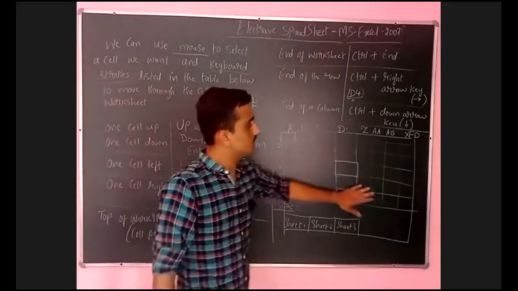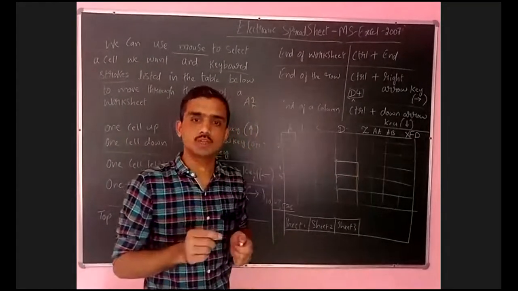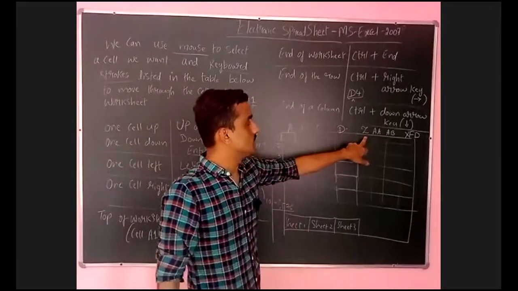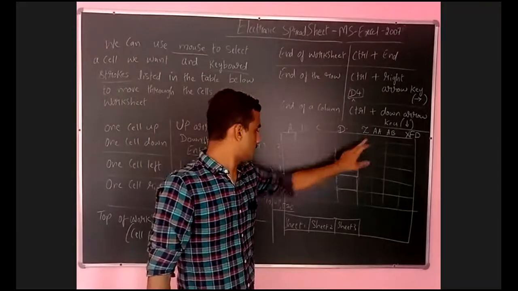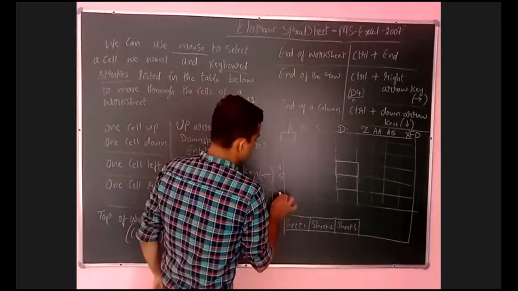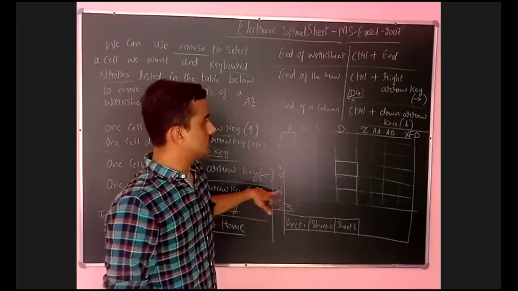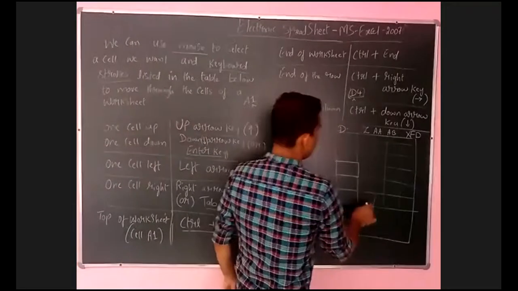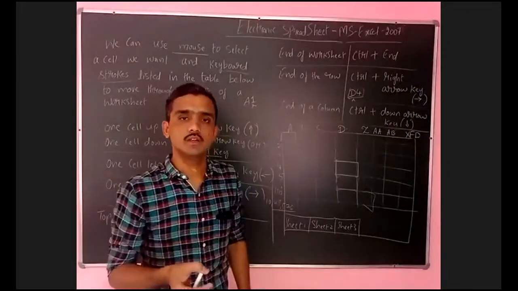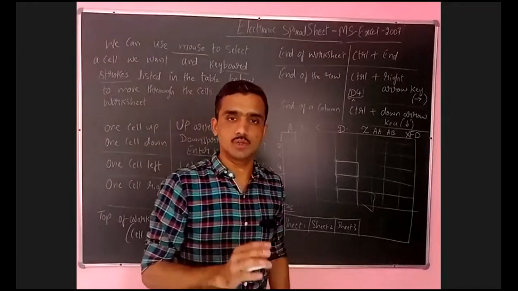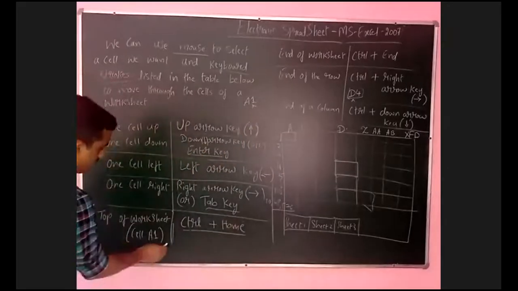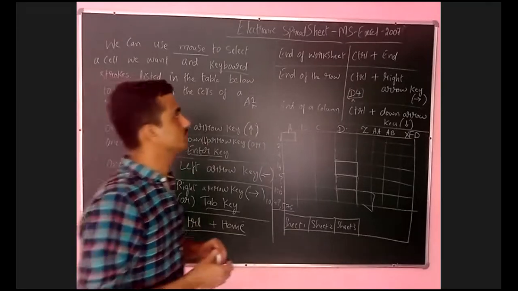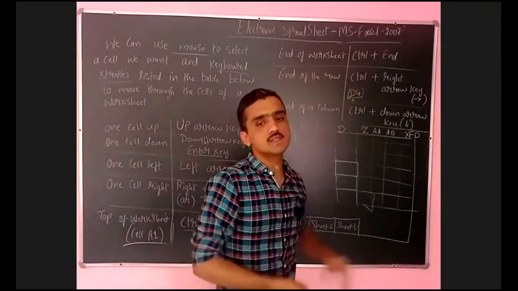Wherever the mouse pointer is in the worksheet, it immediately comes to the A1 cell. For example, if you consider Z, the 26th column, and row 100, and you are there, then immediately it comes to cell A1. Wherever it is, it will come to the first row, first column, that is cell A1. So the top of the worksheet means cell A1, Control plus Home. Then the end of the worksheet is Control plus End.